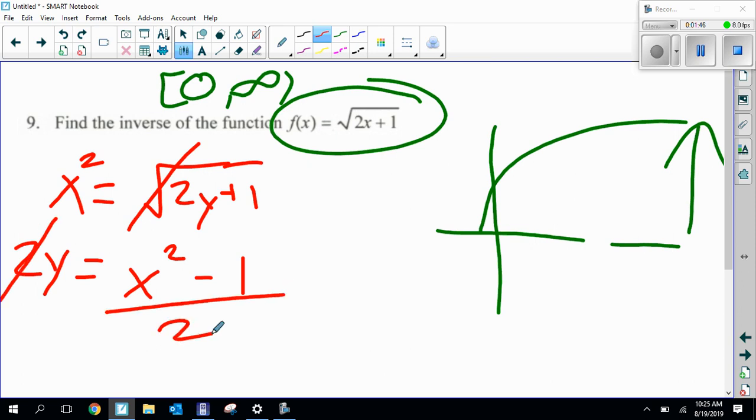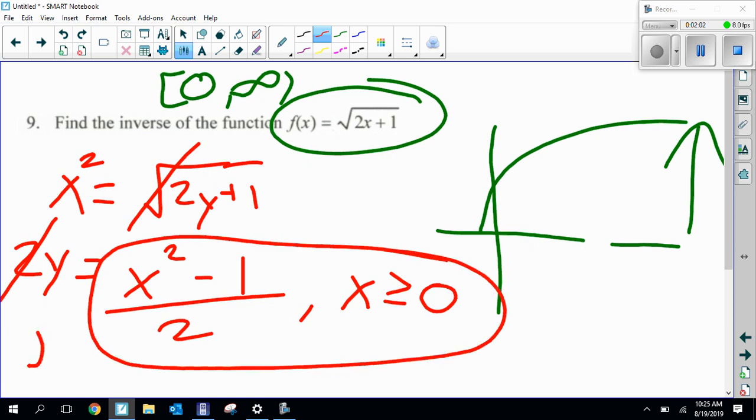So there's our inverse function. X squared minus 1 all over 2. And it has a restriction of from 0 to infinity. So you have to say x is greater than or equal to 0. That's the inverse, f inverse. So you switch x and y and you do all of that. But you have to remember the restriction comes from the range. So we sketch it, find the range, that's our restriction.